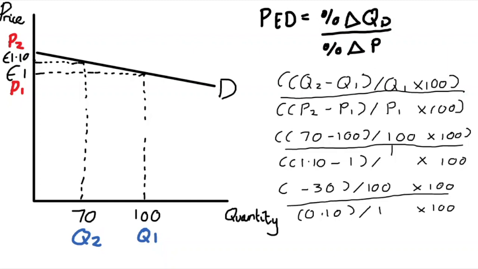Of course, because we have 100 above and below the line, we can get rid of that, and we can just concentrate on the left-hand side of the information, as that cancels out. So minus 30 over 100 gives us minus 0.3, and 0.1 over 1 gives us 0.1. So in this case, if we divide 0.1 into minus 0.3, we will get a figure of minus 3. So our elasticity in this case is minus 3.